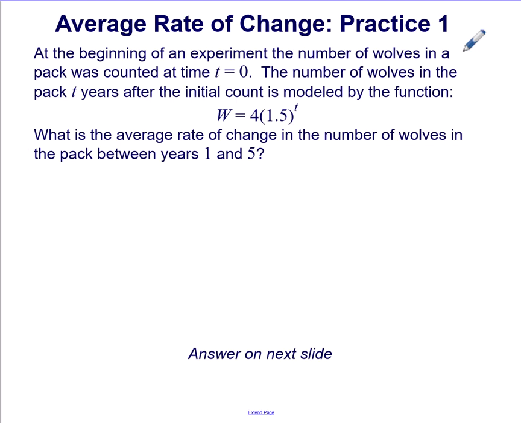Practice number 1. At the beginning of an experiment, the average number of wolves in a pack was counted at time equals 0. The number of wolves in the pack T years after the initial count was modeled by the function W equals 4 times 1.5 raised to the T power. What is the average rate of change in the number of wolves in the pack between years 1 and 5?